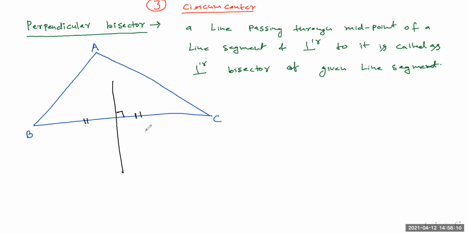If you draw a perpendicular bisector of line segment BC, will it always pass through A in general? Not always, sir. Correct answer. Not always. Great. This is the correct answer, because A can come at a right angle triangle, and then it cannot pass.